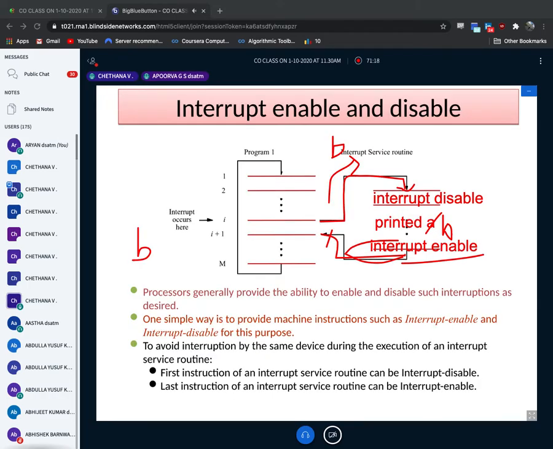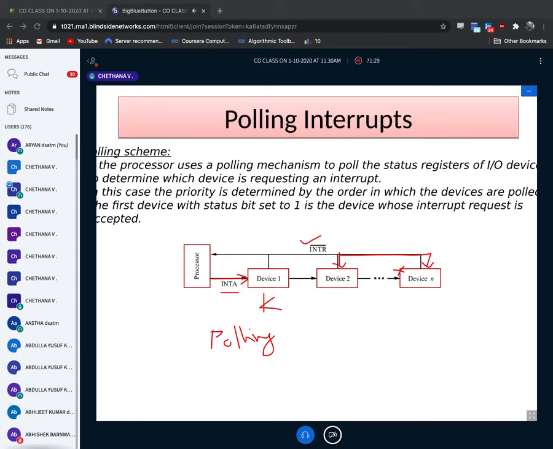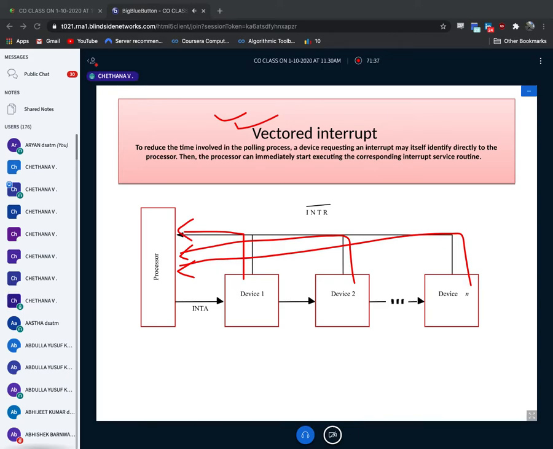I think almost all completed. I think processor request, enable, disabling also understood. Like this example I've given very clearly. Any other query? Anyone? Polling also I told you. Polling and vectored interrupt, vice versa. Wherever a diagram is required, write that. Wherever the diagram is not required, don't write it.